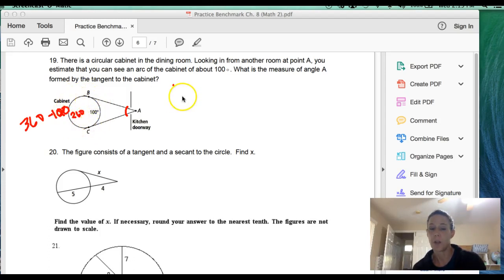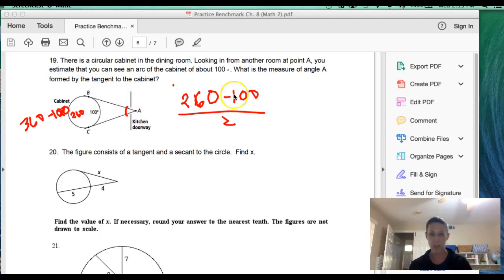Large arc and small arc. So I'm going to do 260, and you've got to know your properties here. Large arc minus small arc, and then you find the average of that. Divide that by 2. That's going to be your angle measure. When you do the math on this, you're going to get 80. All right, number 20 is also a property, 80 degrees. A property from section 8.6.